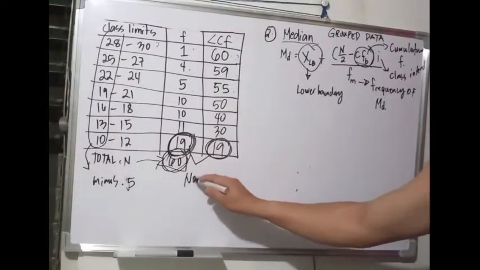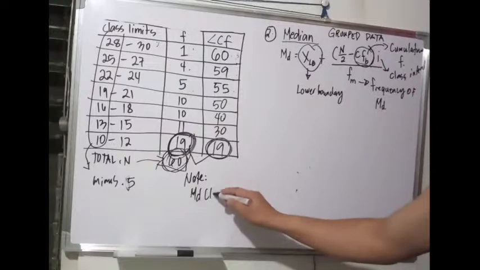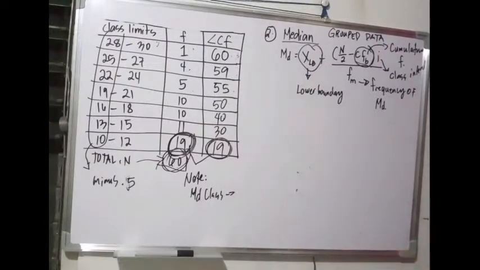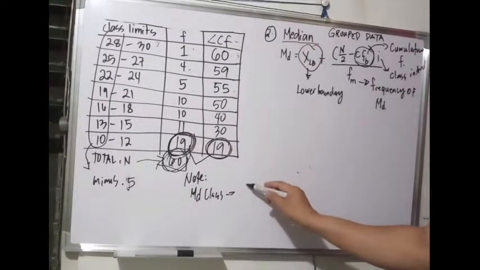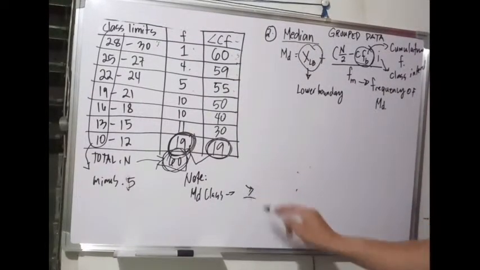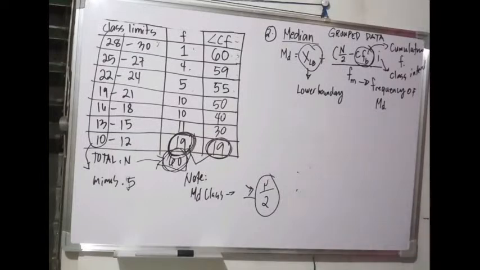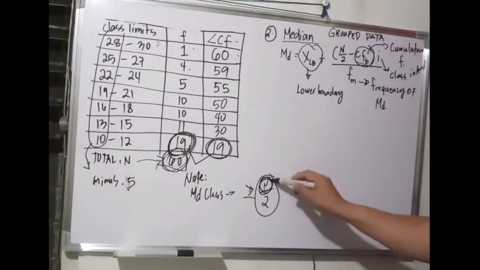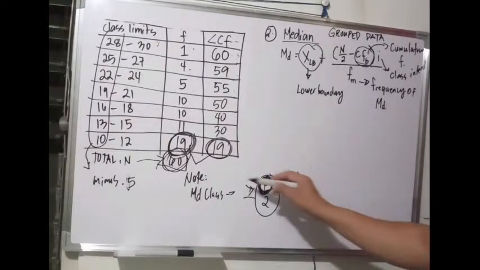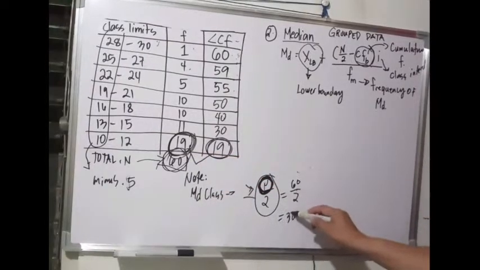But take note that to find the median class, it is the class where the cumulative frequency is greater than or equal to n over 2. So dito tayo mag-base sa median class. So hanapin natin muna yung total frequency. Ano yung total frequency natin? That is 60 over 2. So that is equivalent to 30.